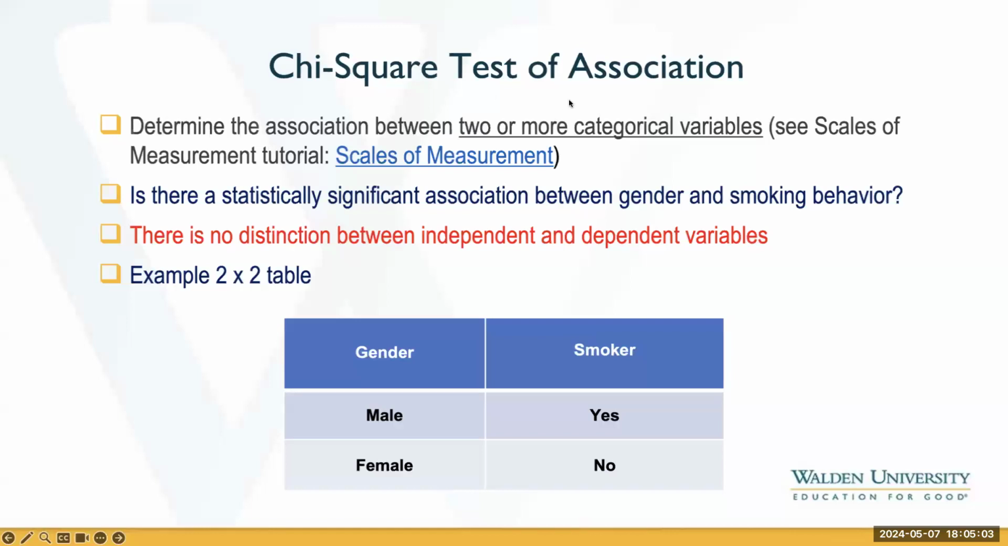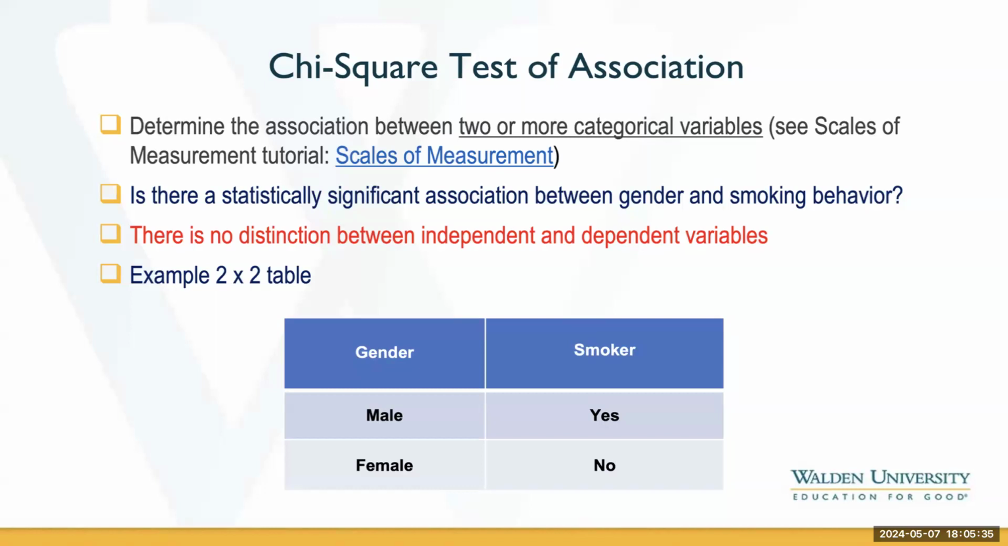Now, what is a chi-square test of association? It does exactly that. It assesses the association between two or more categorical variables, just as we've talked about, in this case, the nominal variables. And you can click on the scales of measurement link there for a very detailed review of the scales of measurement. For example, a question could be, is there a significant association between gender and smoking behavior?